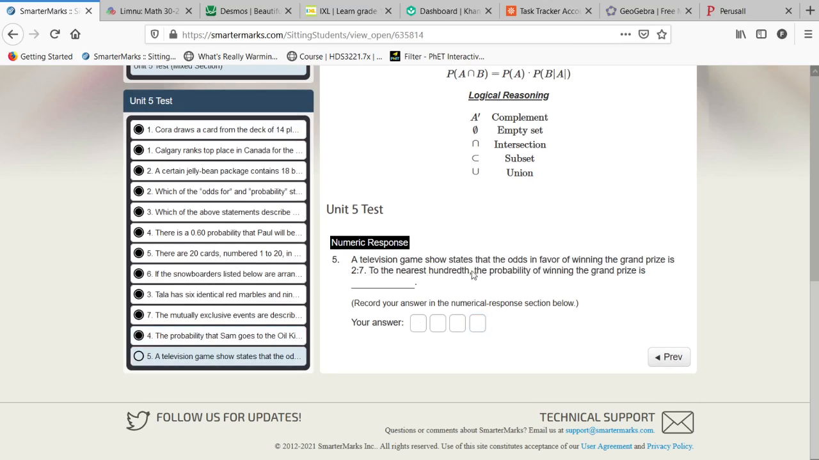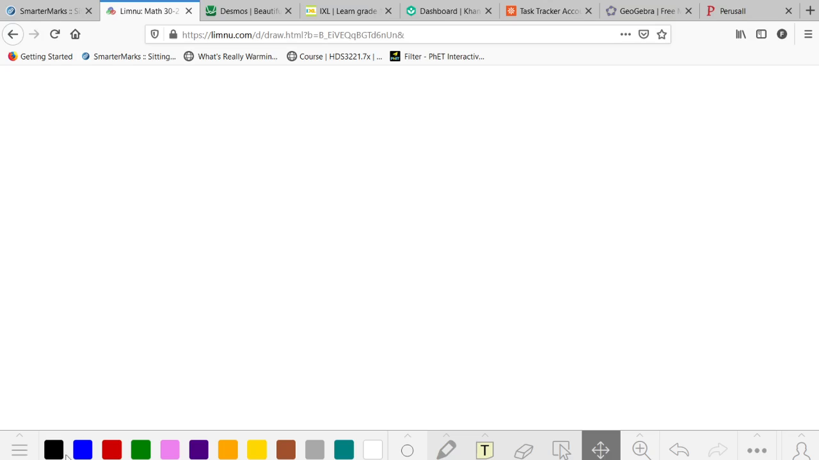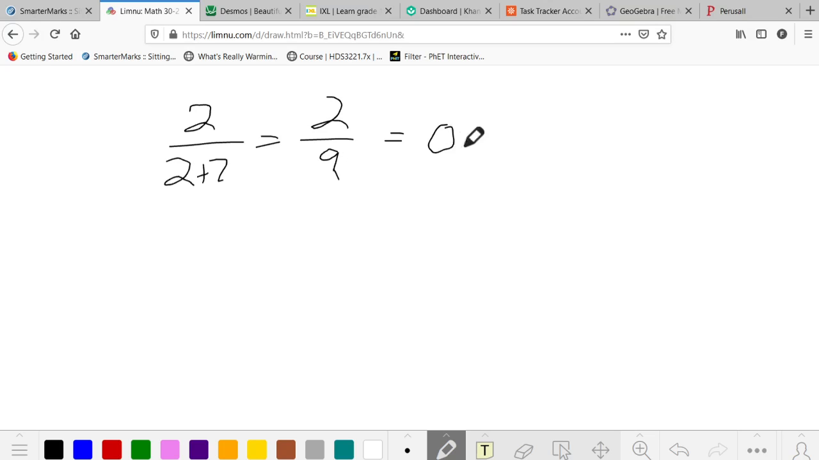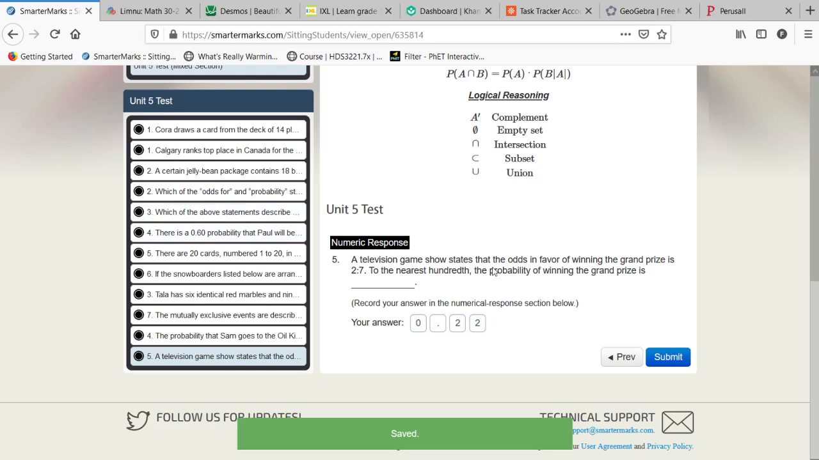There you go. A television game show says that the odds in favor of winning the grand prize is 2 to 7. To the nearest hundredth, the probability of winning the grand prize is... Well, again, these are odds in favor, so it's 2 over 2 plus 7, which is 2 over 9, which is 0.2 repeating. So then we just put in the right number of 2's they requested to the nearest hundredth.